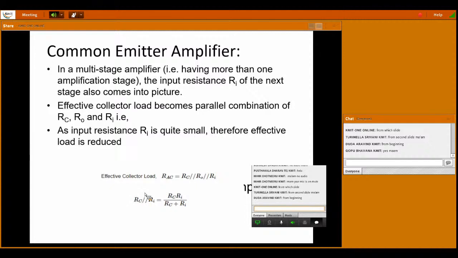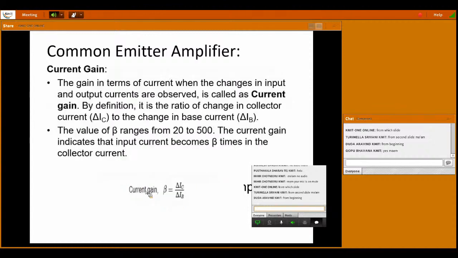Now, the current gain beta is the ratio of change in collector current to the change in input current. It is denoted by beta, and it ranges from 20 to 500, and it doesn't have any units. So the current gain indicates that the collector current, or output current, becomes beta times the input current.